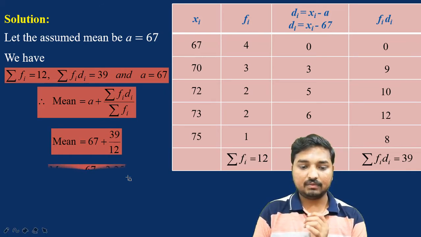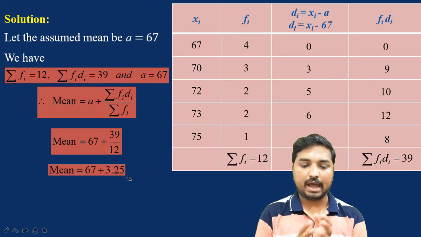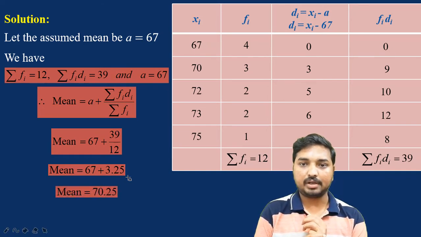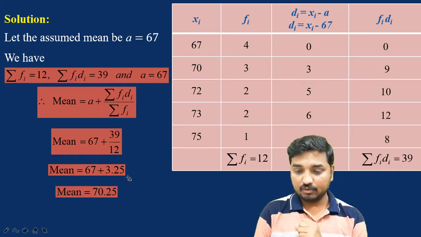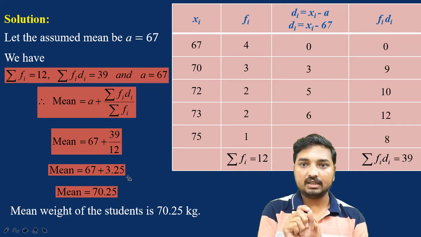Okay, if you calculate first, if you divide 39 by 12, you will get 3.25, and adding this to 67, you will get how much? 70.25. So therefore the mean of the given data is 70.25. So here the data is actually what? It is weight.